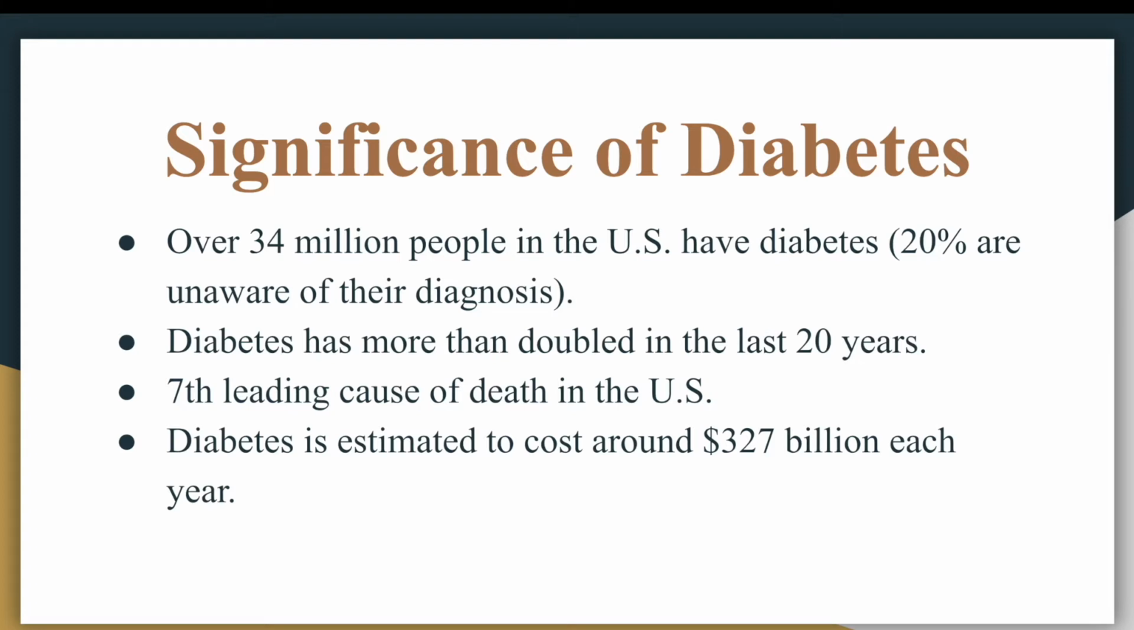Diabetes is one of the most common chronic health conditions in the United States. According to the CDC, over 34 million people in the United States have diabetes, and 20% of those individuals are unaware of their diagnosis. In the last 20 years, the rate of diabetes has more than doubled in our country, and it is the 7th leading cause of death. Diabetes costs an estimated $327 billion to our healthcare system each year.